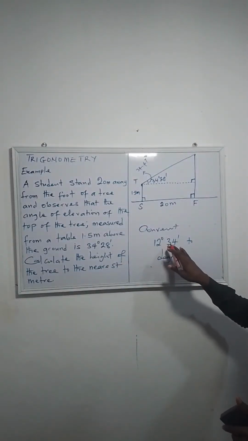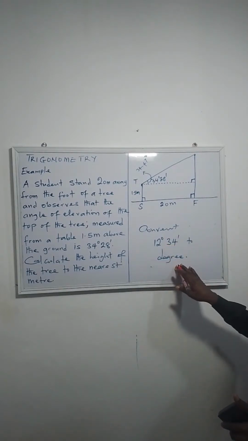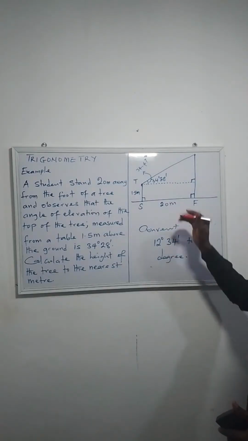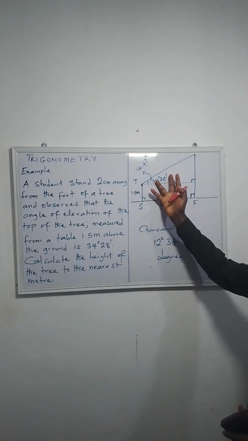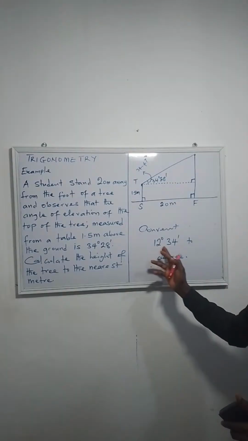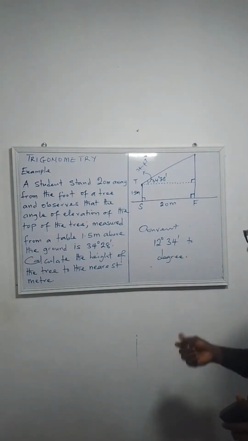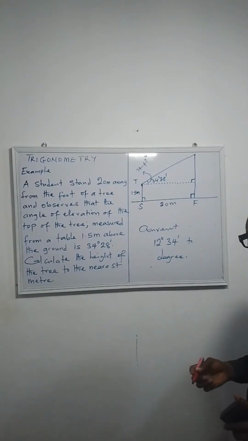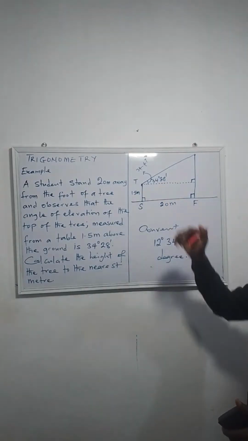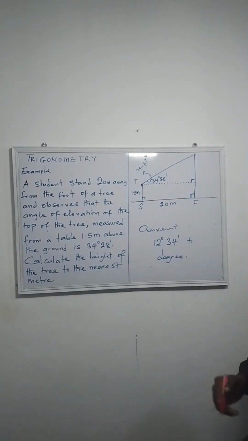Convert 12 degrees 34 minutes to degrees. Let's see what you can do. Once you can do this, that means we don't have any problem with this. Now can you tell me what the answer is going to be? Do it quickly and drop your answer in the comment section. That gives me an impression that you understand what I just explained to you. All right, now can we drop our answer and let me see what you have here.